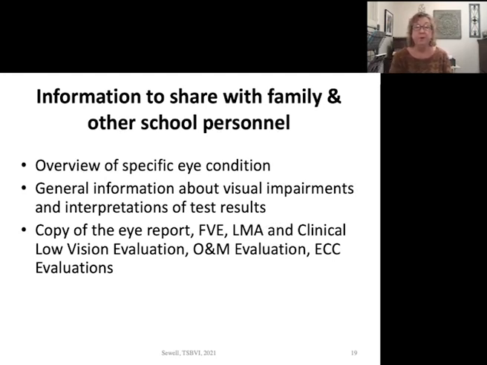And the school personnel also needs to have that information. General information about visual impairments and interpretation of test results. You could also give them a copy of the eye report, the functional vision, the LMA, and the clinical low vision eval, an O&M eval, and any ECC evals that you have done.